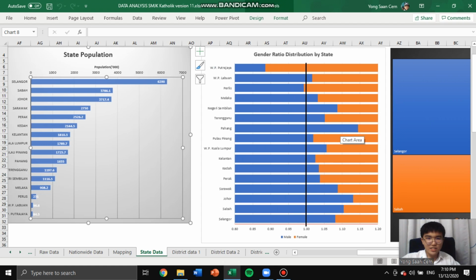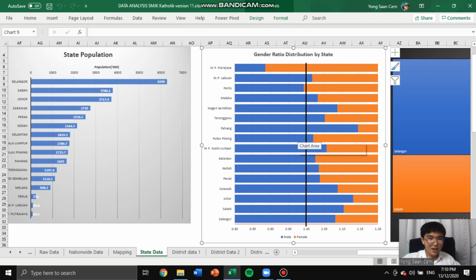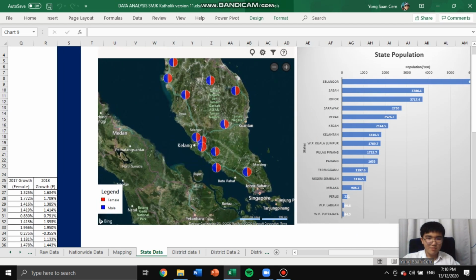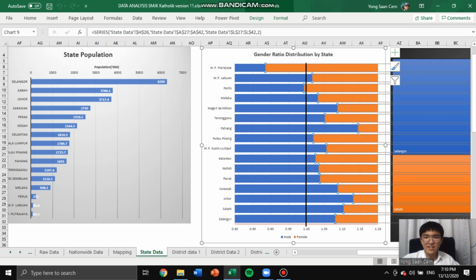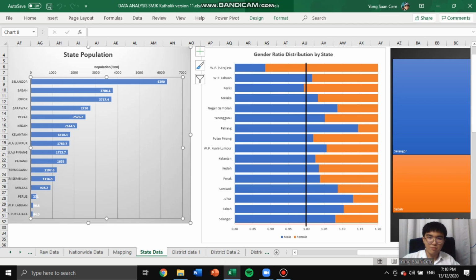And then as you can see in the gender ratio distribution by state, just like the map chart we showed you just now, you can see here that Putrajaya has a lot more females compared to males, but it also has the least data, because Putrajaya is the least populated state in the whole of Malaysia. Anyway, Perlis is the state nearest to the 1-to-1 ratio of male and female. As you can see, there's just a little bit of offset there, and other states here are generally more male compared to female. So we'll move on.